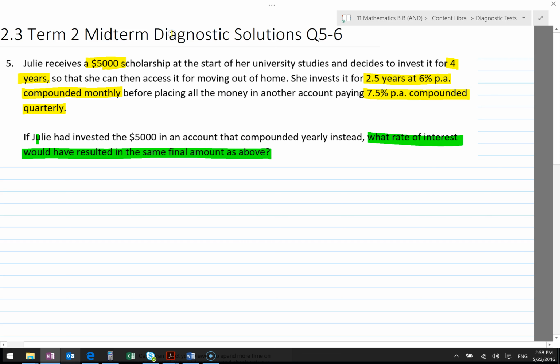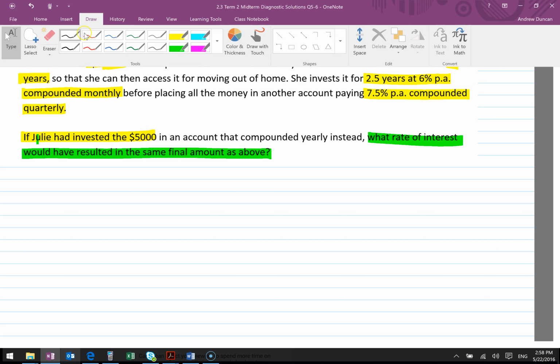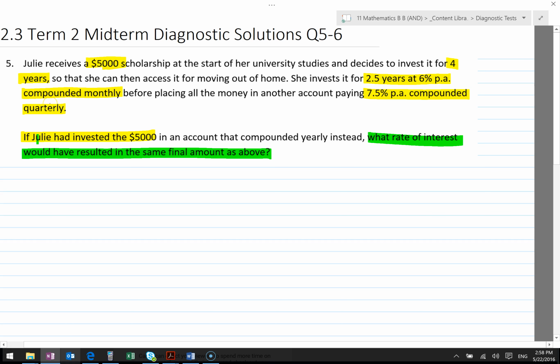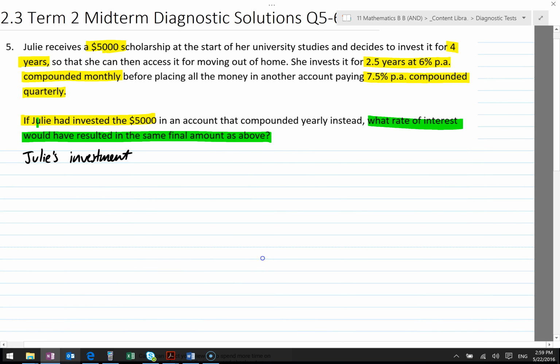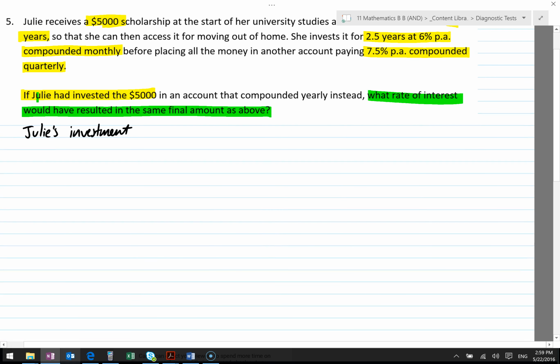Okay, so there's a lot of information in here. I just need to work my way through it. We'll start with what she did do. Julie's investment, and we're going to break it into two steps. The first period, she started with $5,000.